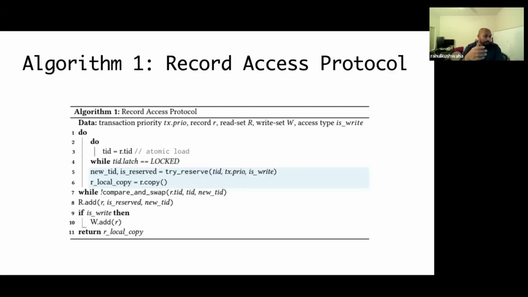On line 8, we make sure that the record is added to the read set. All the items, when we read or read for mutation, need to be present in the read set, because if you're trying to mutate, you have to read them first. On line 9, we check if the read that we made is for write also, so that we add the element to the write set.